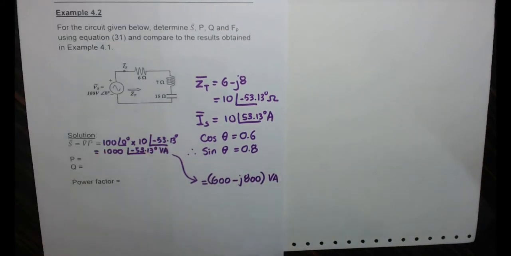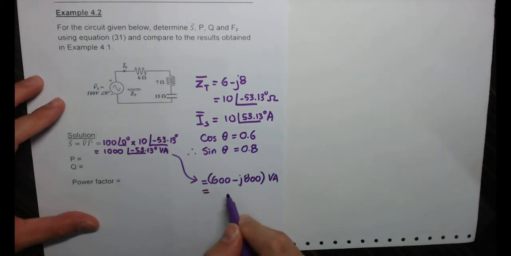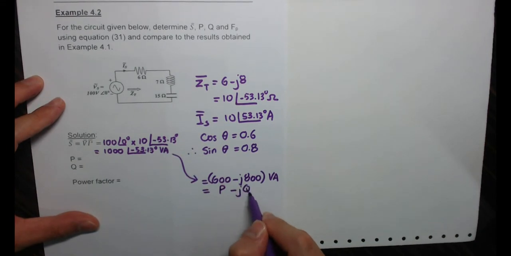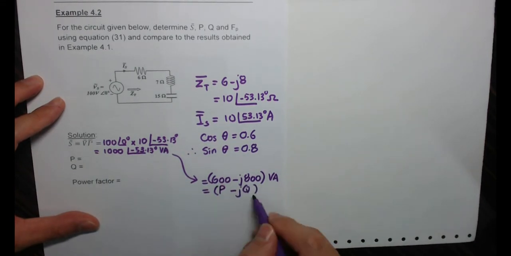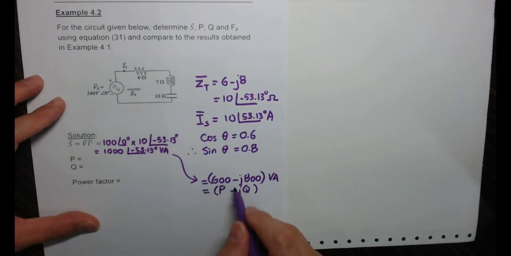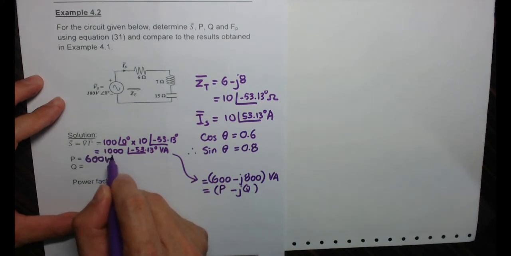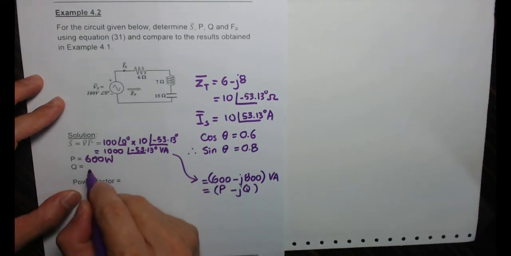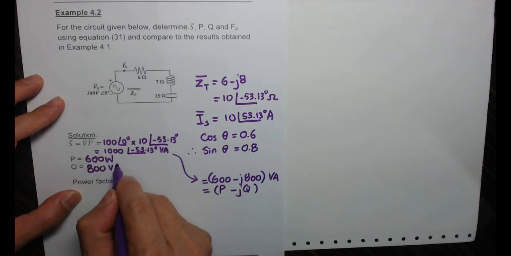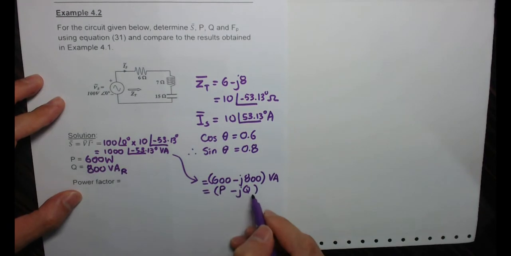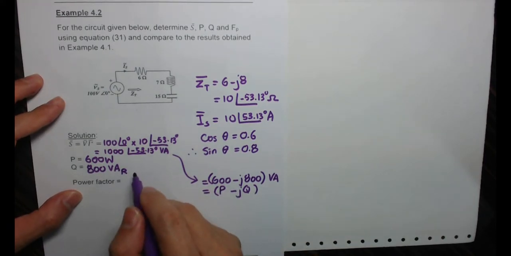Now we compare this to our standard formula, which is P minus jQ. Right? Minus means capacitive, right? Therefore from here we can deduce that P is 600 watts and Q is 800 VAR. The negative sign just says this is a leading power factor.